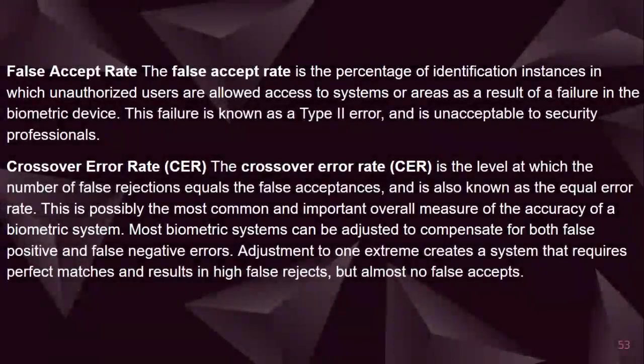False accept rate. The false accept rate is the percentage of identification instances in which unauthorized users are allowed access to systems or areas as a result of a failure in the biometric device. This failure is known as a type 2 error and is unacceptable to security professionals.